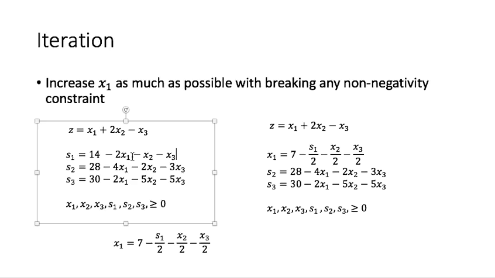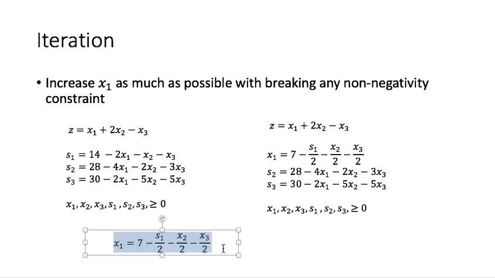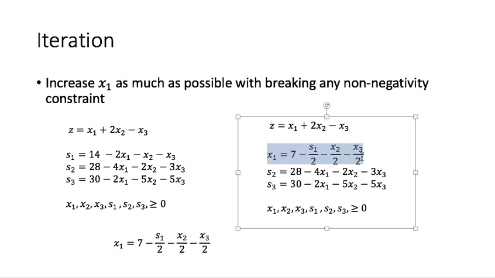We're going to pivot, which means we're going to swap. We're going to make x1 the basic variable and turn S1 into a non-basic variable. So we're going to rearrange this equation, putting x1 on the left and S1 here. And if you do that, you'll get this. And you simply replace this equation with this new arranged equation.